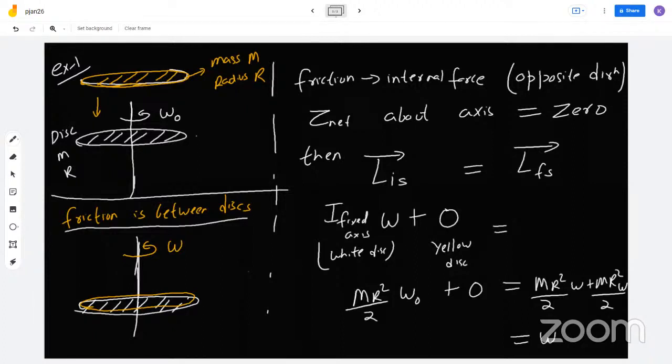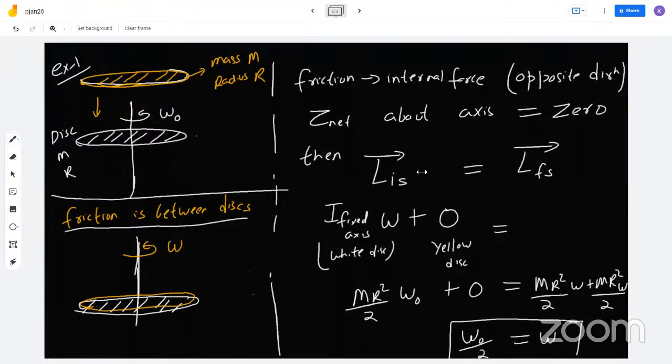What value of omega will come out here? 2 omega equals omega naught, so omega is omega naught by 2. So the final angular velocity is omega naught by 2. Did you all understand?